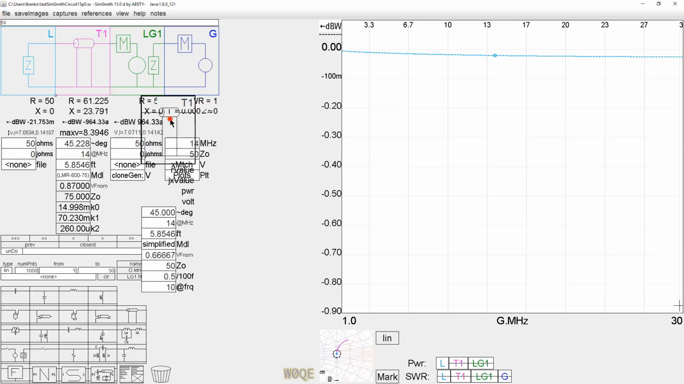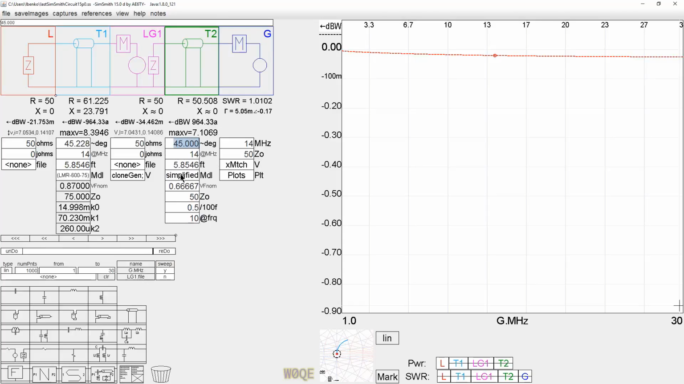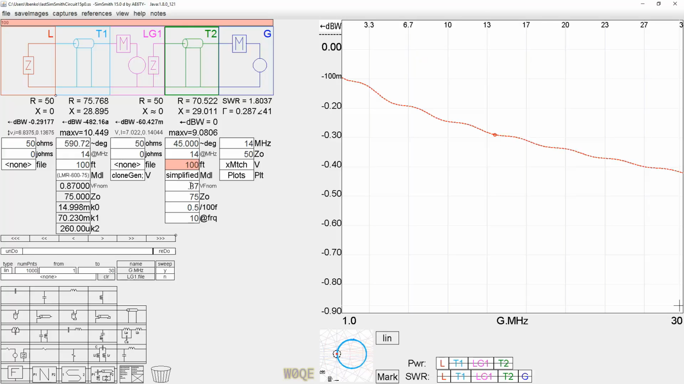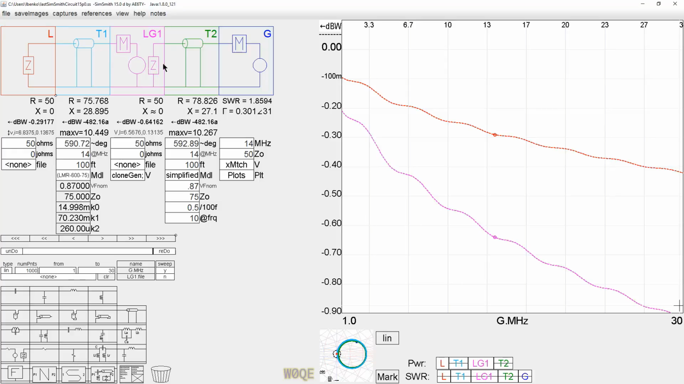Let's take the default transmission line here and set it to have the same parameters as the LMR 600: 0.87 velocity factor, 75 ohms. Let's set both of these to be 100 feet also, so we're comparing apples to apples. We're going to look at the loss here and LG1. We already have the generator type set to X match, which is needed so that we don't have the effects of mismatch loss affecting the answer.